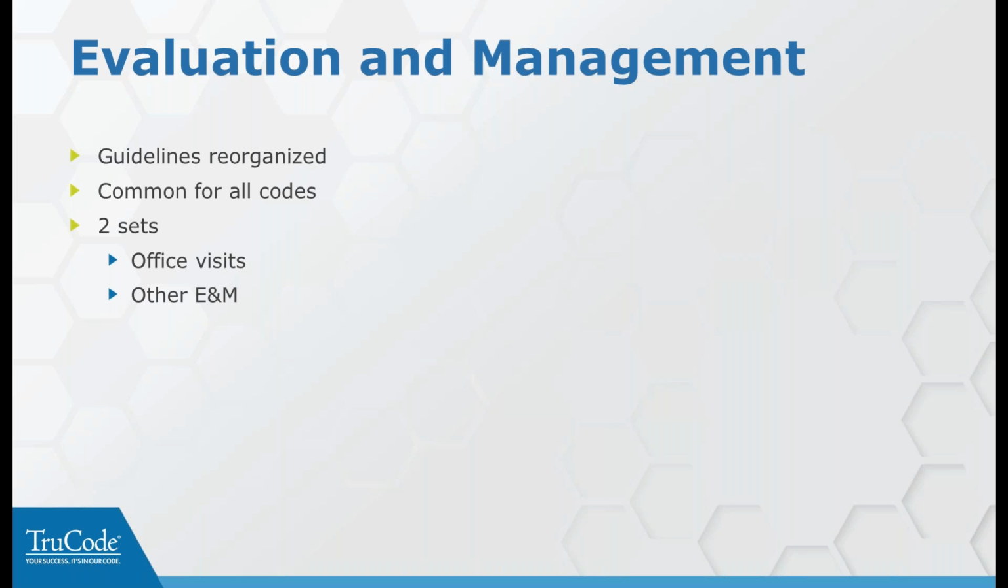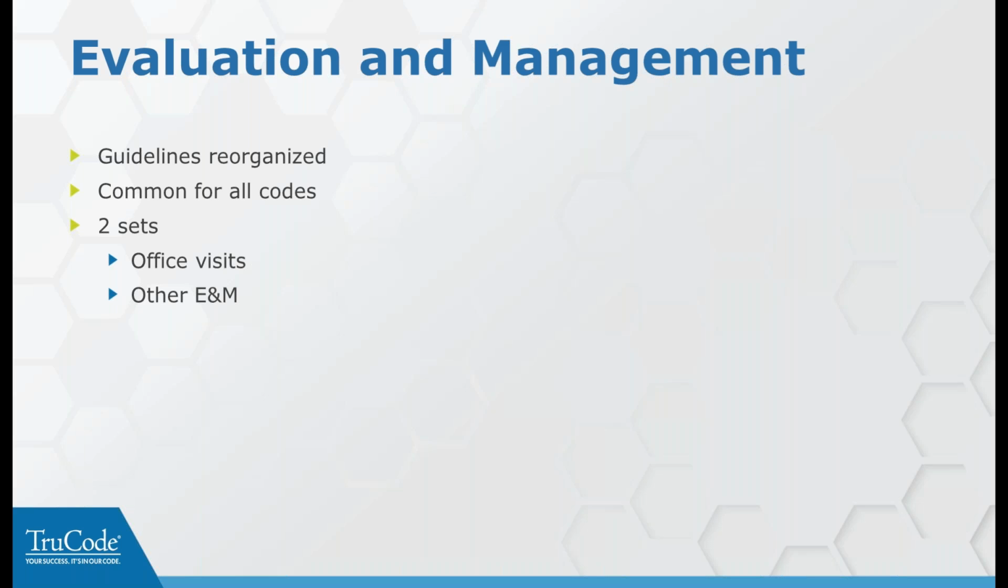Now, within the evaluation and management section, the very beginning of your code book, the guidelines are quite a bit longer. They really did an overhaul because of the changes to the evaluation and management code guidelines. So the codes didn't really change, but the guidelines have changed for office visits this year. We have 2 sets of guidelines. You have the guidelines for office visits, and then you have the guidelines for all the other codes.